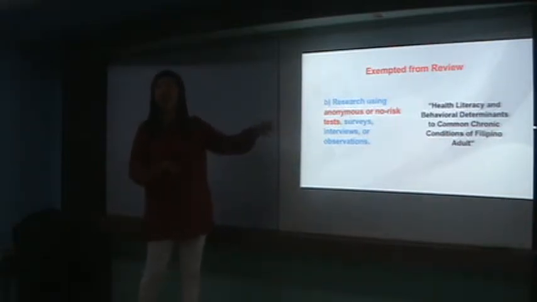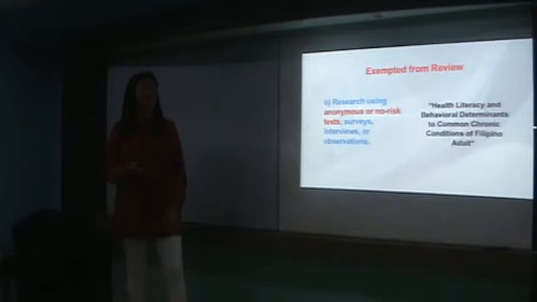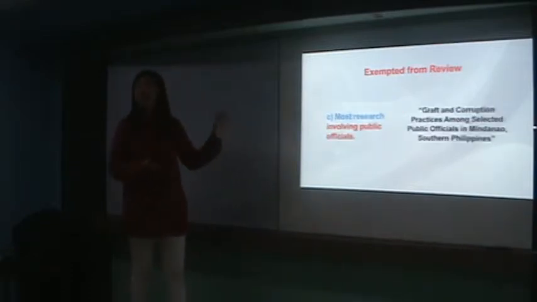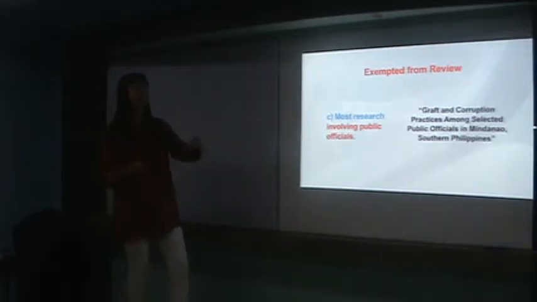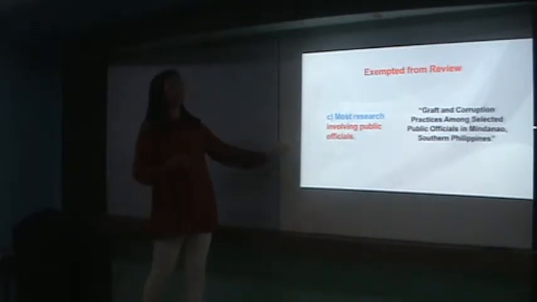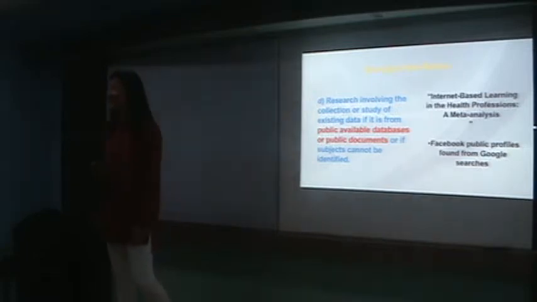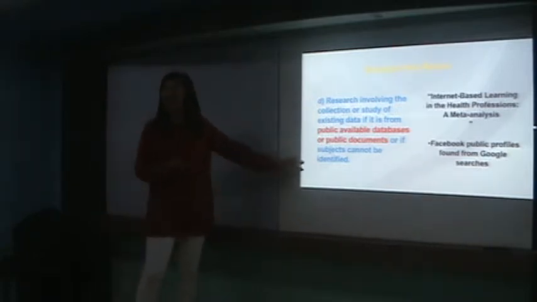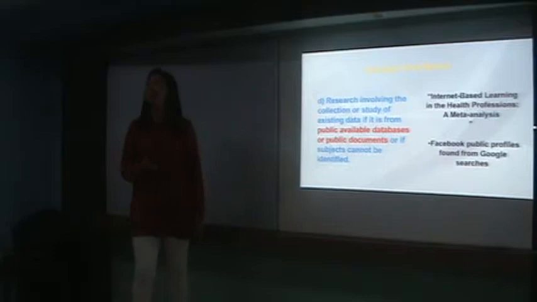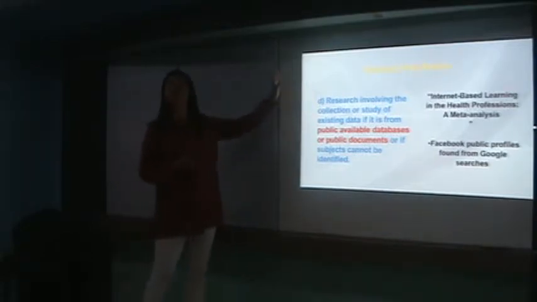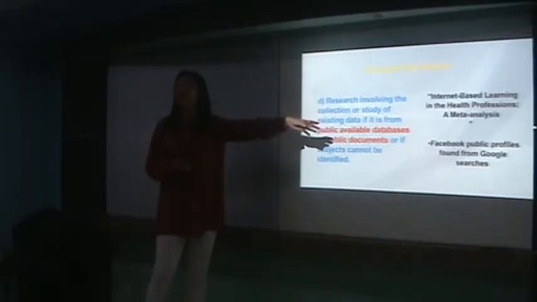So literacy, so KAP pa rin siya. Then involving public officials. That example is graft and corruption practices among selected public officials, exempted for review. Then we have the publicly available database or public documents. Ito yung mga alam na natin saan nanggagaling? Kadalasan sa Facebook, di ba? Sa internet. Those are public documents. So pwede kasi, accepted for review na yun.